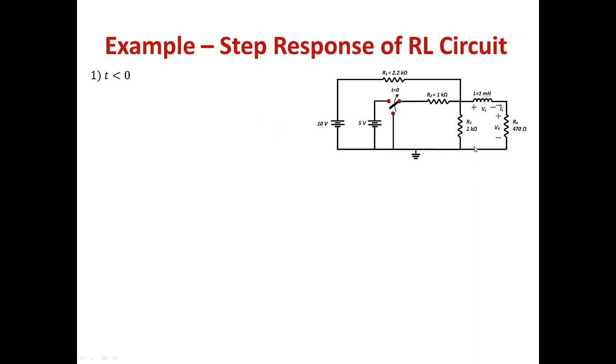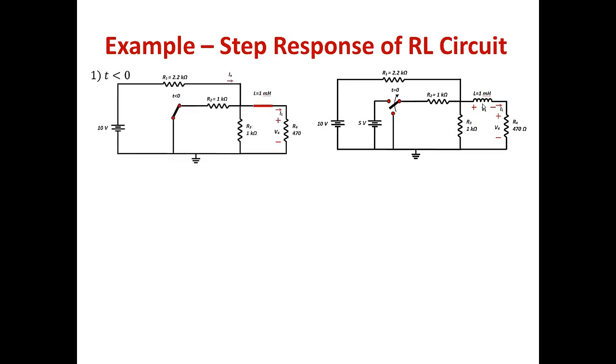If you look at the circuit carefully, you know that the switch was connected to this leg for t less than 0. For t greater than 0, the switch moves to the 5 volts. So after switching, we have added the 5 volts to the circuit. Before switching, this 5 volts was short circuited. So for t less than 0, we draw the circuit where this switch is a short circuit, and the inductor is also a short circuit, because before switching there is no change in the circuit and the circuit is DC.